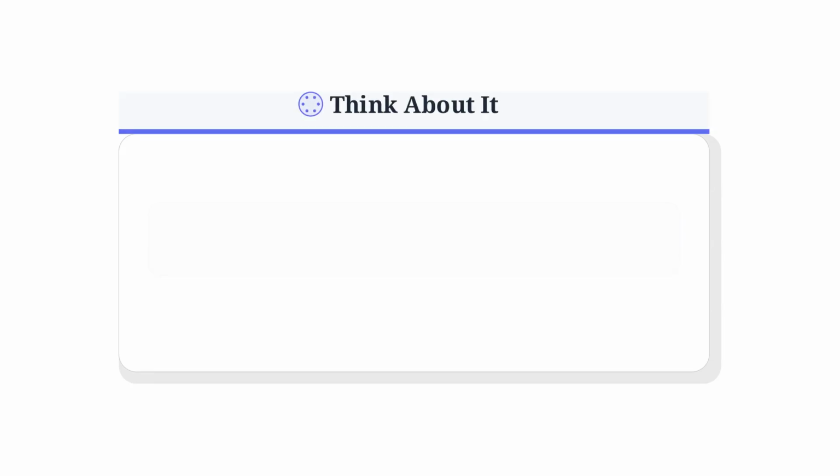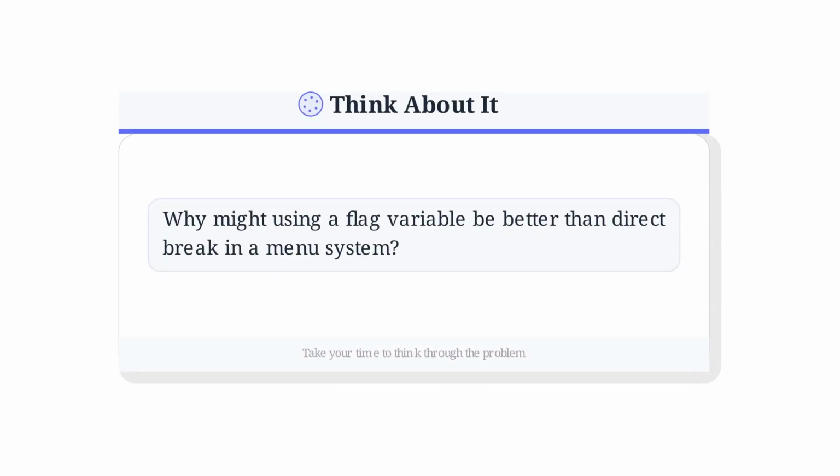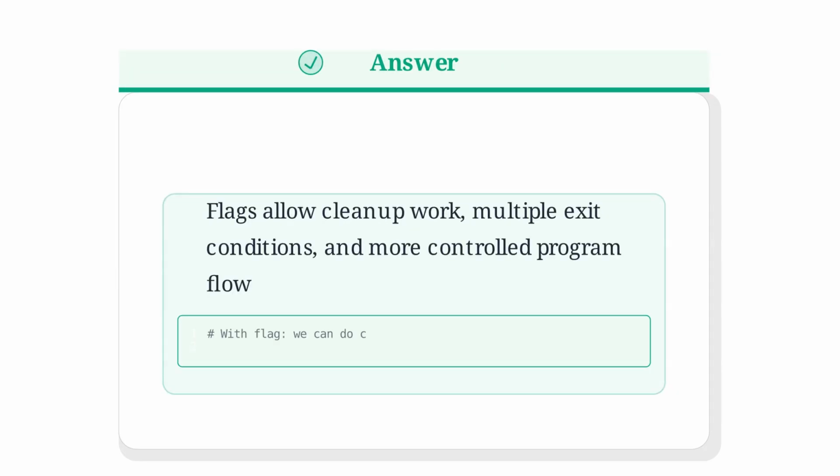Think about this carefully. In our calculator menu, we used an exit_program flag instead of breaking directly when the user chooses exit. Can you think of situations where the flag approach gives us more control and flexibility? Excellent thinking. Flags give us the opportunity to do cleanup work like saving data, check multiple exit conditions, handle goodbye messages properly, and maintain better control over program flow. It's the difference between rushing out the door and leaving gracefully.